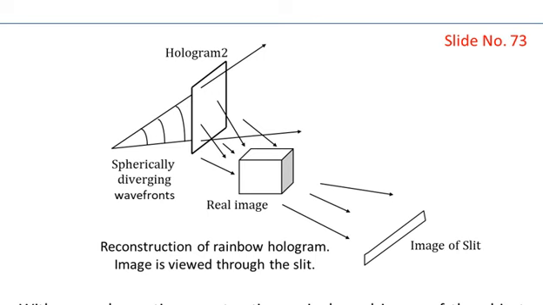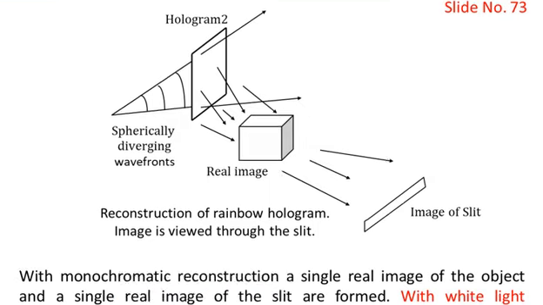Image is viewed through the slit. So you see that if you want to see this real image, then you need to look through this image of the slit. So you will look through the slit, and then you will be able to see the real image stored in the rainbow hologram, or hologram number 2.